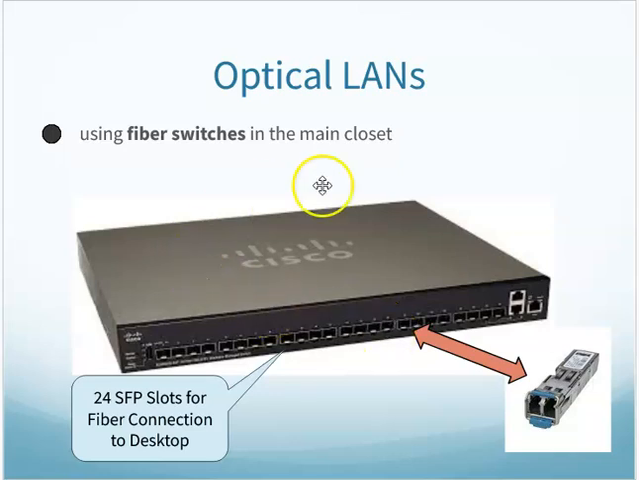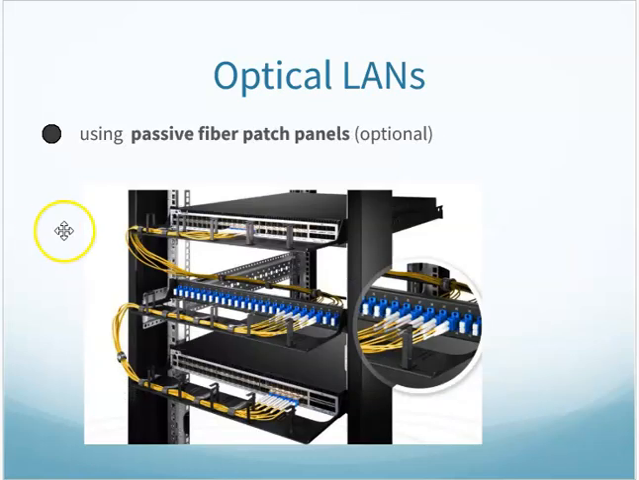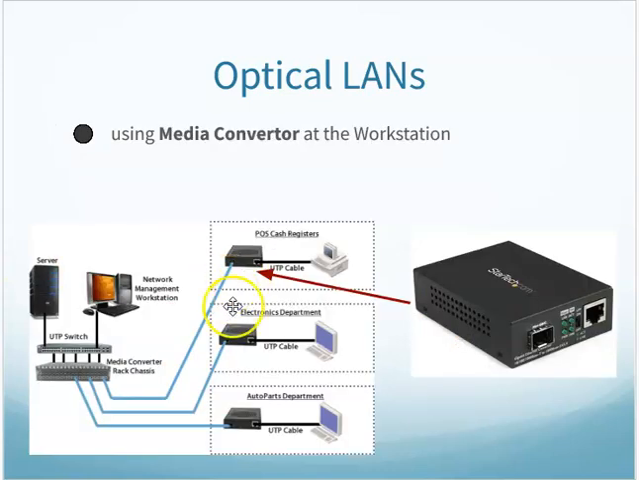So again, my structure in the closet, I would have a fiber switch, SFP if you will, in there. That fiber line runs down, partway into the building to potentially a fiber patch panel, allowing me to interconnect. And then that fiber line goes out to the desktop area with your media converter here, giving you fiber to the desktop. So very doable.